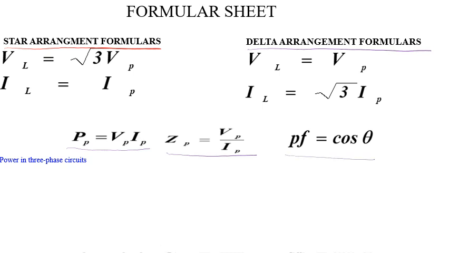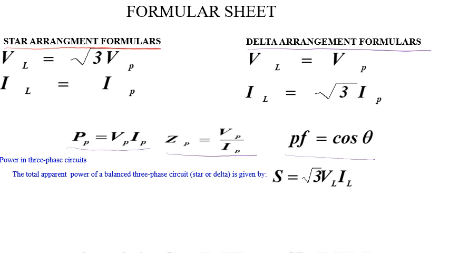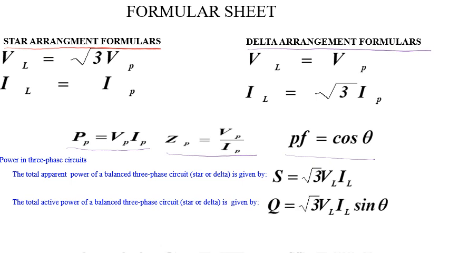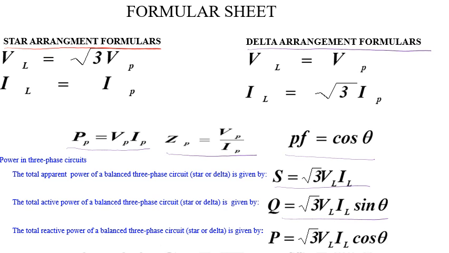It's still the same. And the power in a three-phase circuit, we still have our apparent power, real power, and reactive power. So our apparent power now becomes S equals root 3 VIL. Then the reactive power, whether it's star or delta, is given by this. And our real power is given by this.